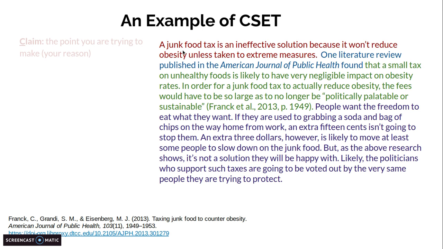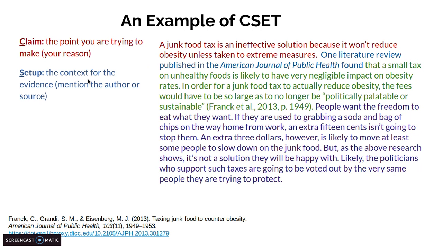So here we have the claim, the point you're trying to make, your reason. A junk food tax is an ineffective solution because it won't reduce obesity unless taken to extreme measures. So here we've got one paragraph that we can imagine is from a larger essay arguing against a junk food tax. And so this one paragraph is making the claim that it's not a good solution because it's only going to reduce obesity if we take that tax to extreme measures. So we know what point we're trying to prove.